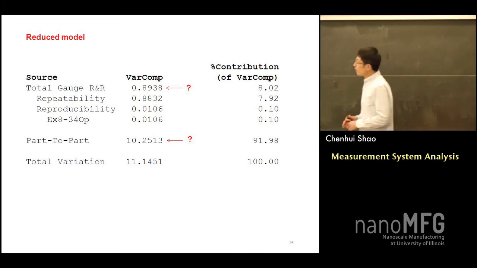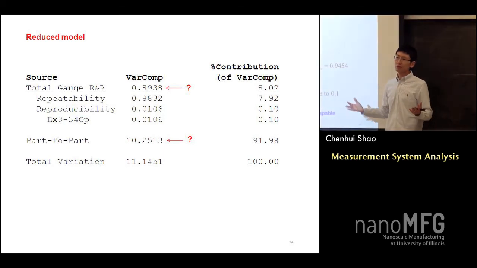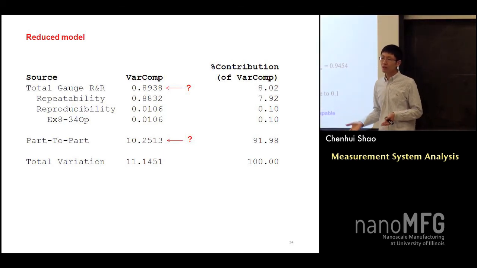Again, this value is close to 0.1. It's not good or bad, it's just marginally capable. Okay?